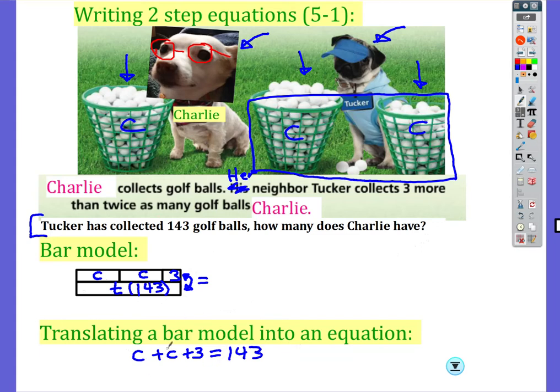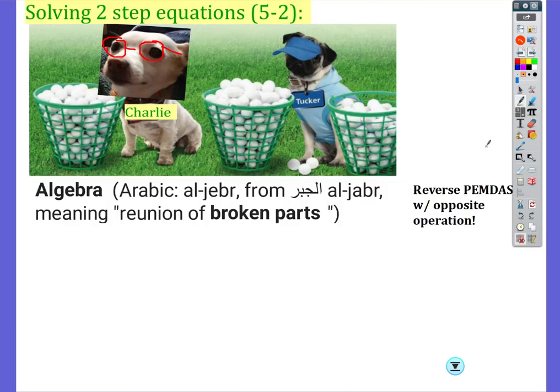Why don't I clean this up? I've got some like terms I can combine. Let's combine C plus C to 2C, and I've got 2C plus 3 equals 143. So we've got writing two-step equations down. Let's jump into solving them. I'm just going to copy that equation over to my other slide. We've got 2C plus 3 equals 143. Now we're going to look at solving this.